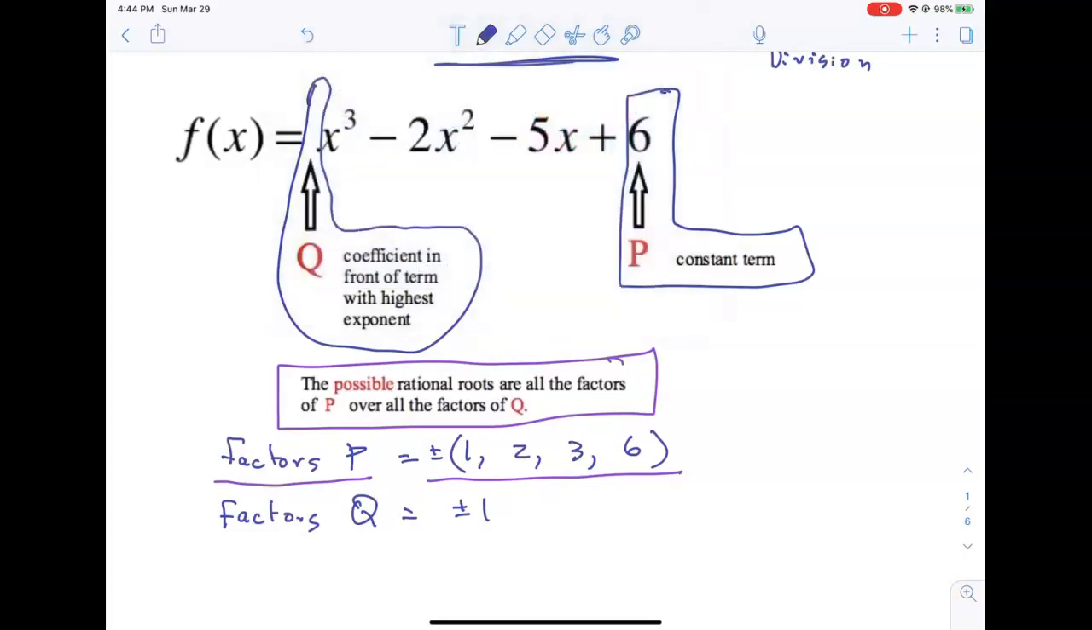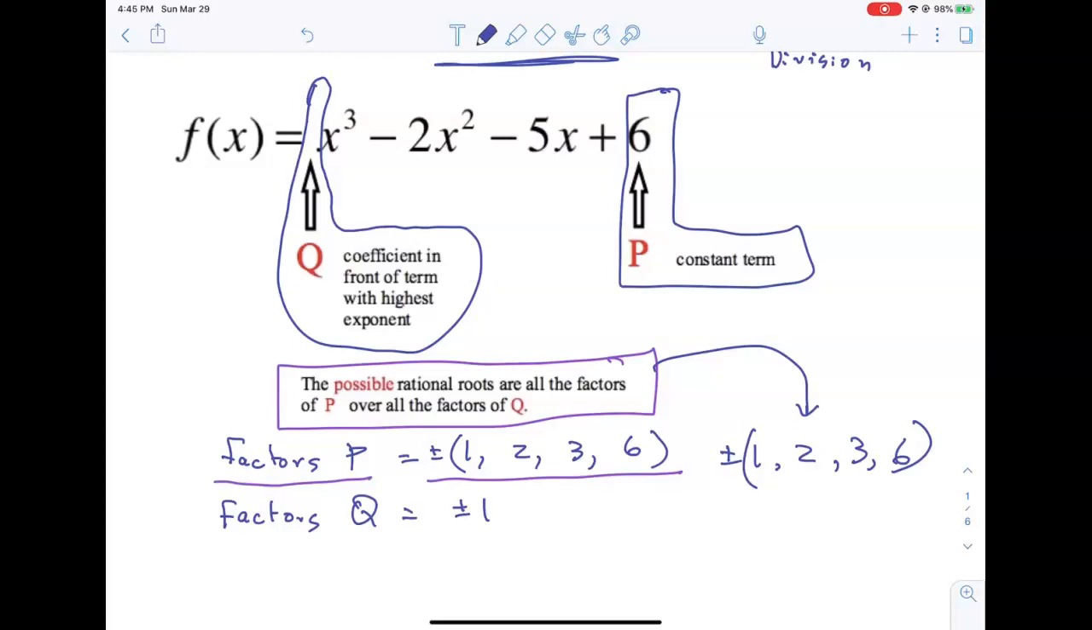So, in this case, that would be plus or minus 1 over 1, 2 over 1, 3 over 1, and 6 over 1. And these are all the possibilities for this problem for its rational x-intercepts, which is pretty amazing. You think of all the numbers in the world that it could possibly be and reduce them down to these 8. Okay? So that is the rational root theorem. We'll practice this 3 other times in the video.